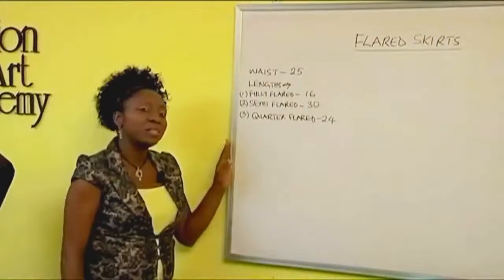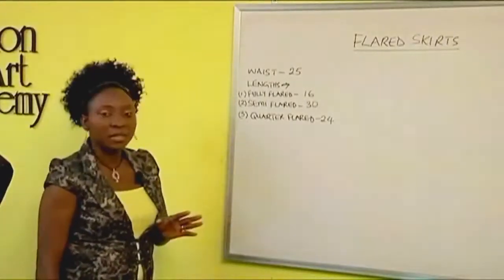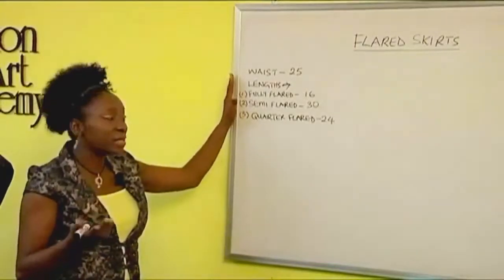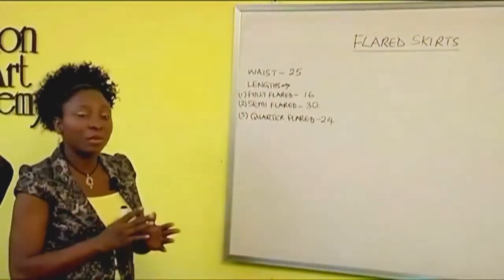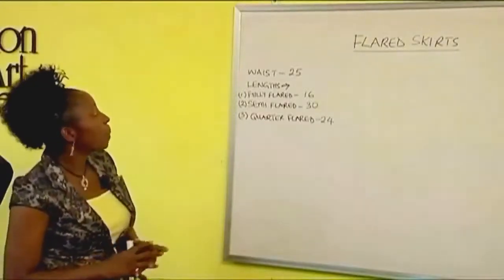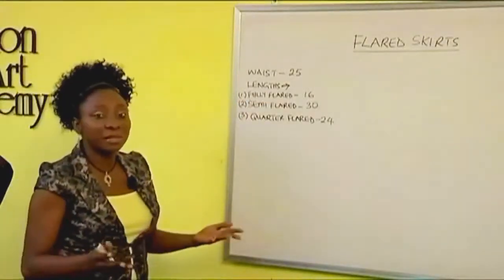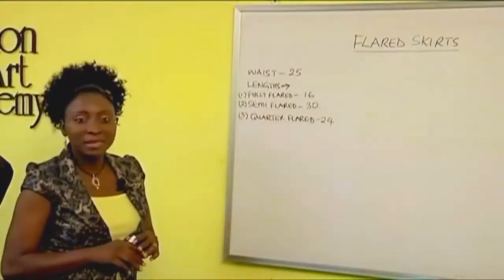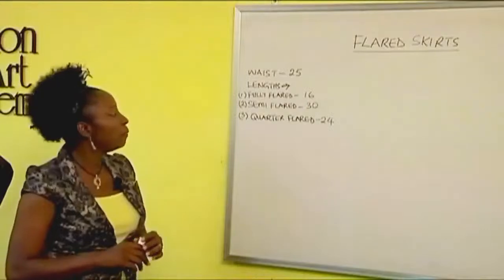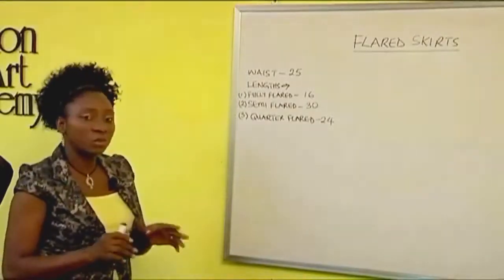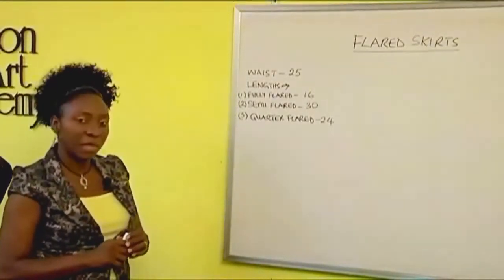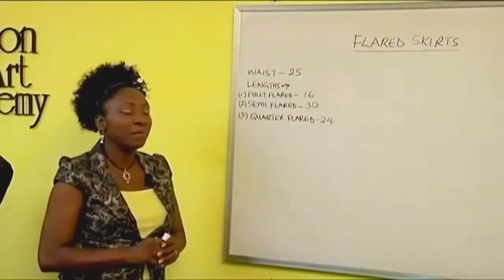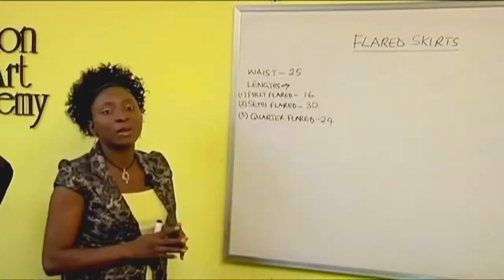These are the measurements we're going to use to make our skirts. We have the waist, which is a known measurement: our waist is 25 inches. Now we have three different lengths to practice with. For the fully flared we're going to use a mini length, which is 16 inches. The semi-flared length is going to be quite long, so we're going to use 30 inches. The quarter flared we're going to use as 24 inches. We have these varied lengths so that you can play around with them.